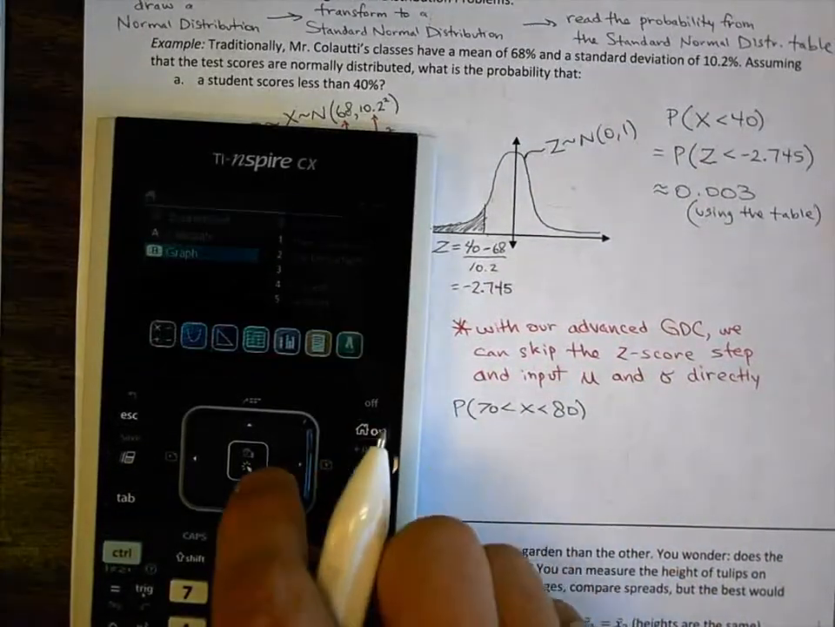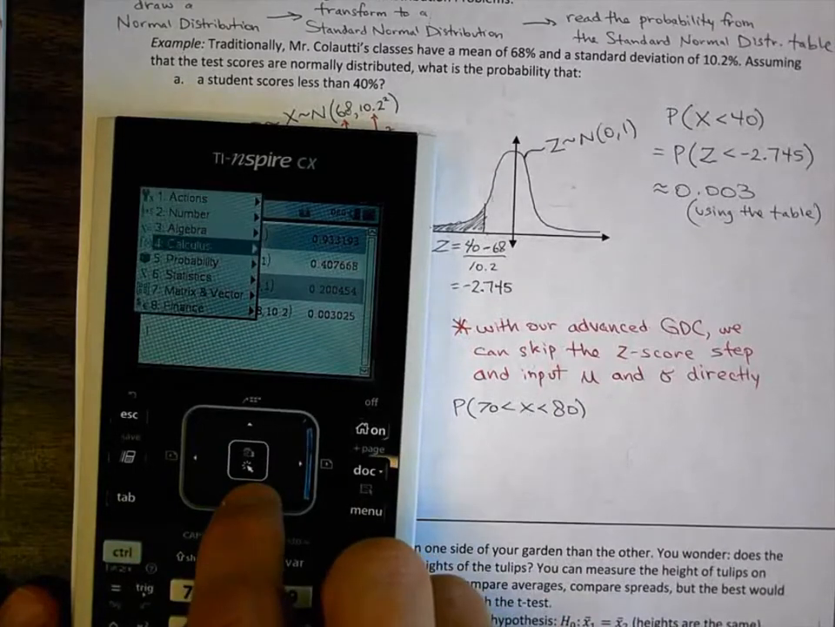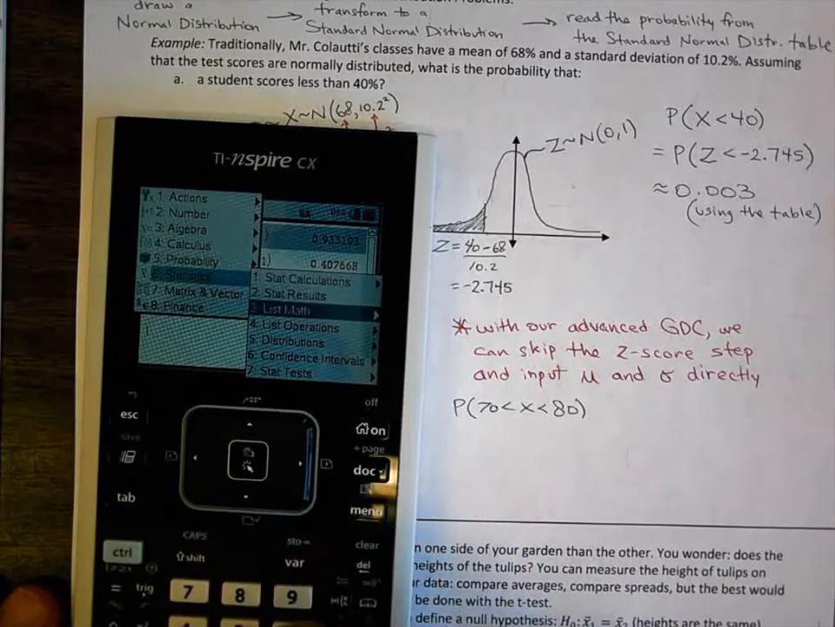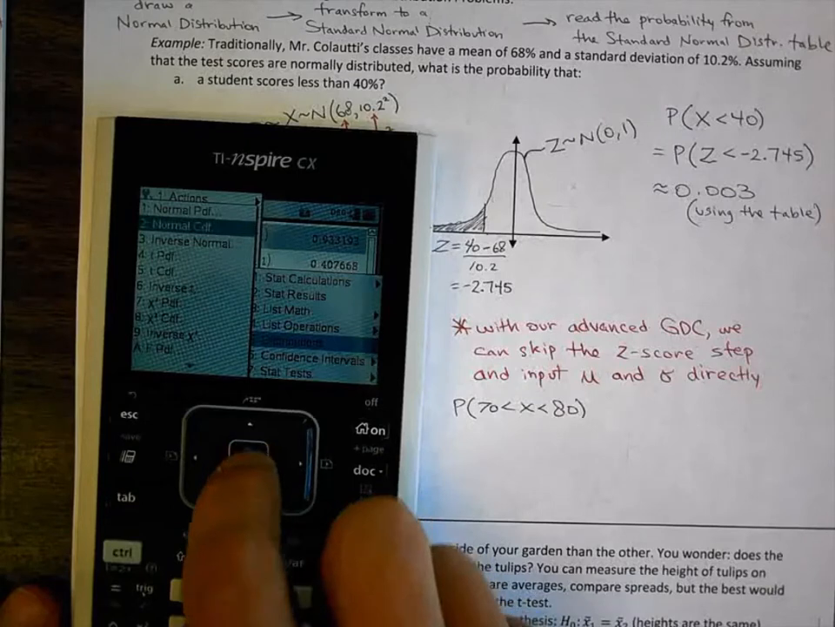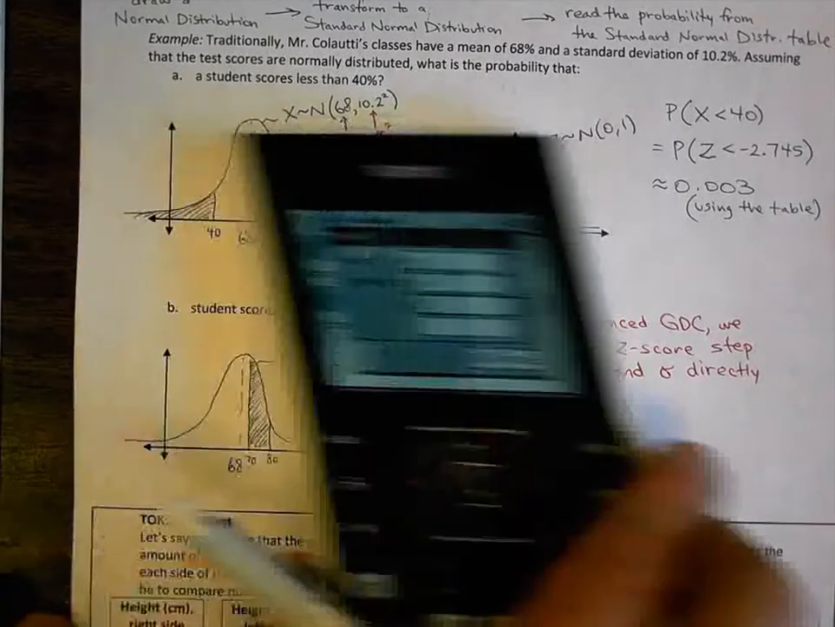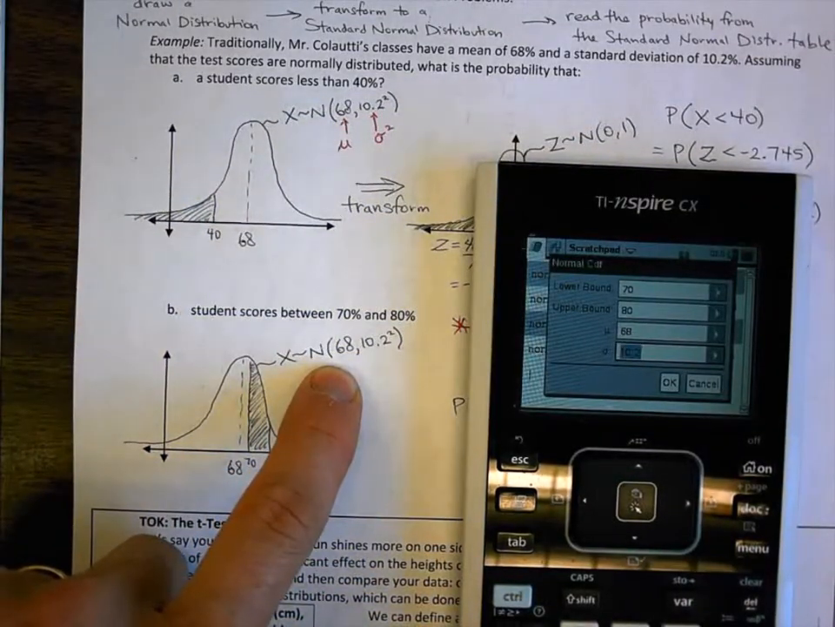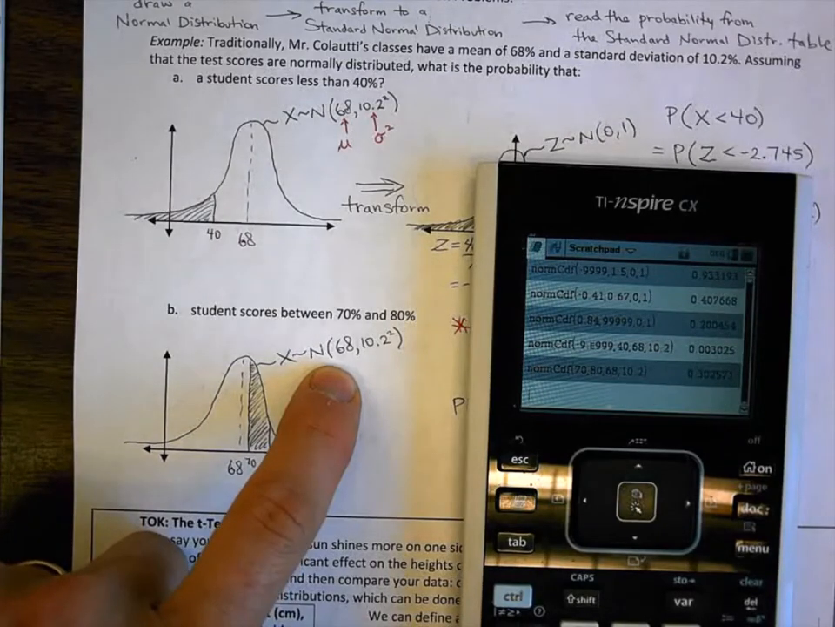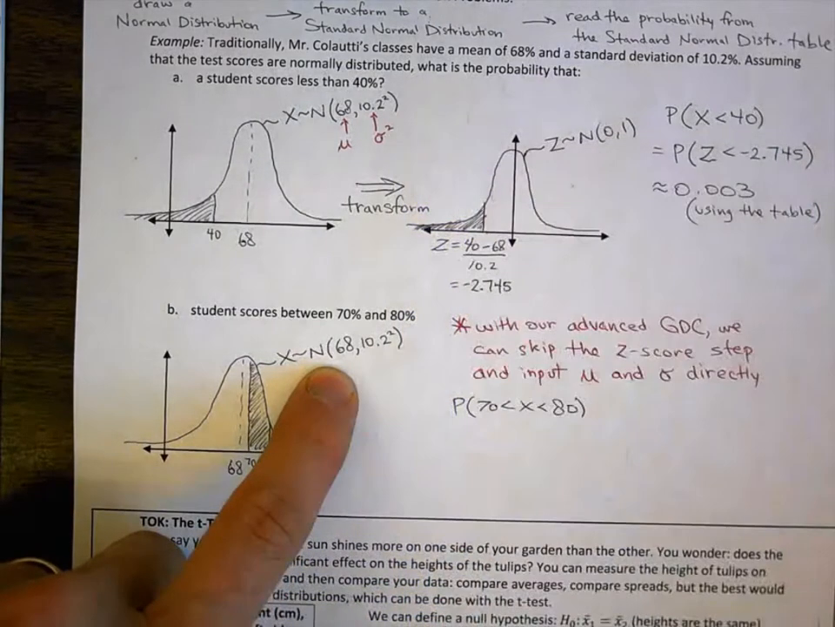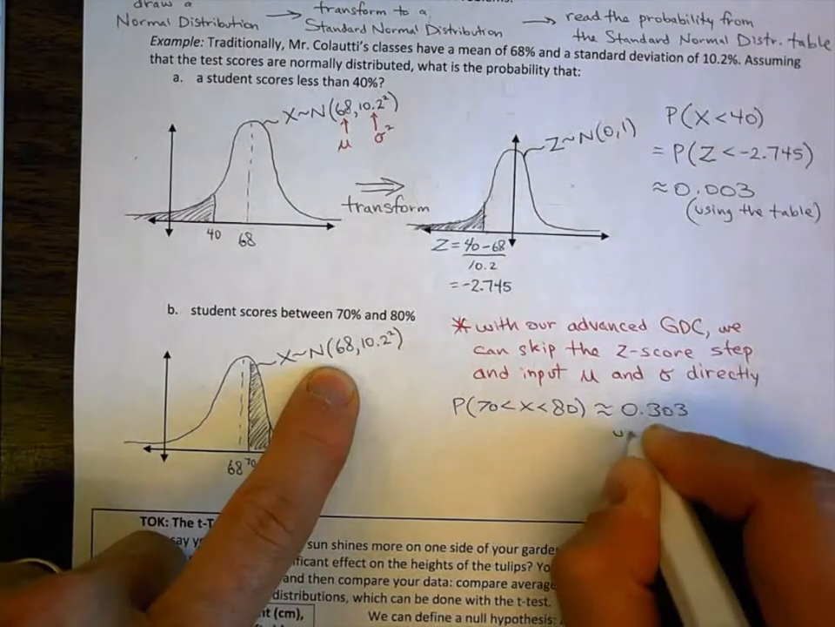So we're going to go calculator mode, menu, statistics, number 5, distribution, normal CDF. My lower bound is 70, my upper bound is 80, my mean is 68, and my standard deviation is 10.2. Press enter, and there's my answer, 0.303. So that's using our GDC.